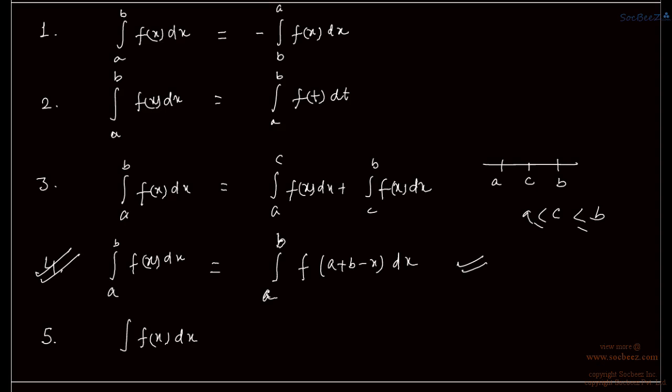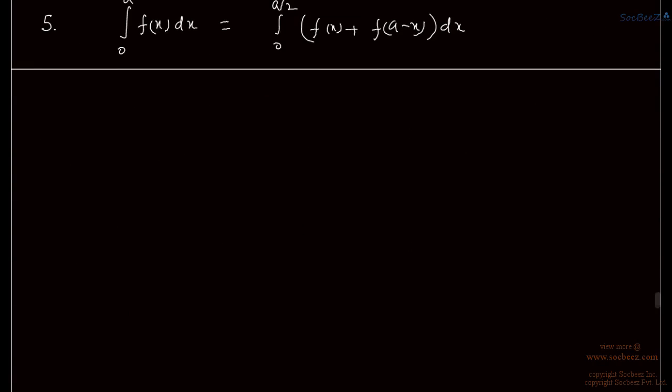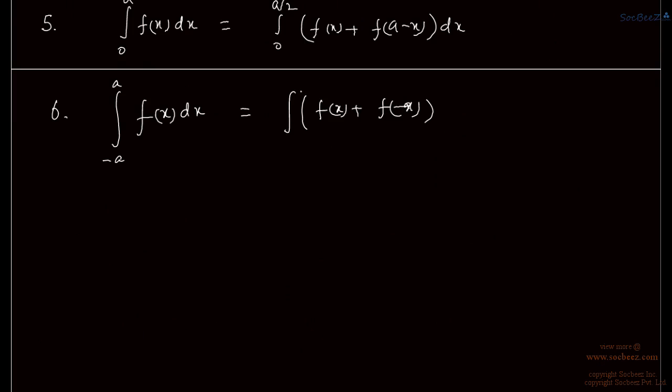The integral of f(x) dx from 0 to a can be written as the integral from 0 to a/2 of [f(x) + f(a − x)] dx. Sixth one: the integral of f(x) dx from −a to +a can be written as the integral from 0 to a of [f(x) + f(−x)] dx.